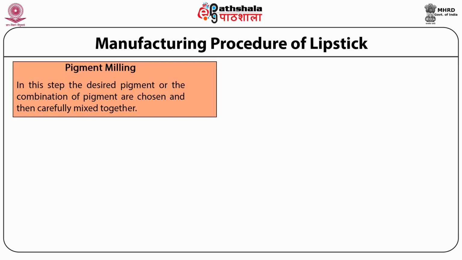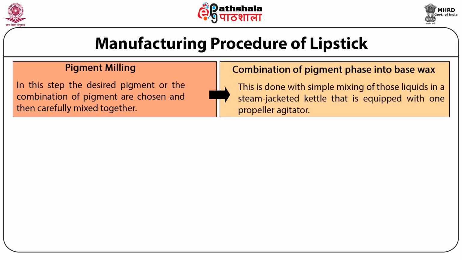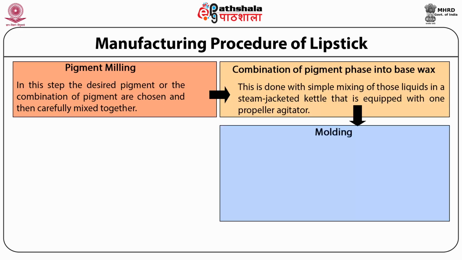The second step is the combination of the pigment phase into the base wax. This is done with simple mixing of those liquids in a steam jacketed kettle that is equipped with one propeller agitator. After successful mixing, the resulting liquid is again passed through a 3-roll mill and usually crushed down to a particle size of 20 microns. After this, molding is done.